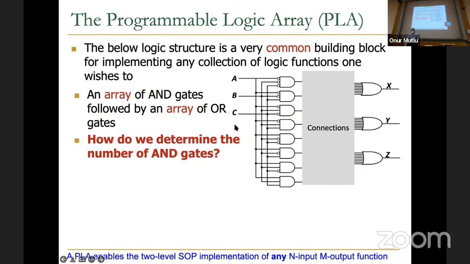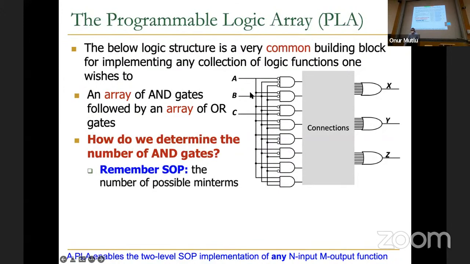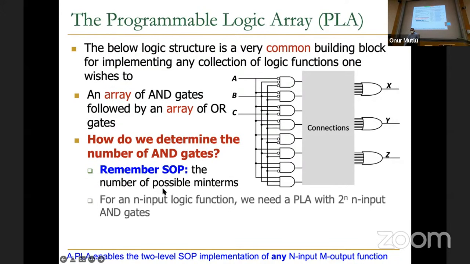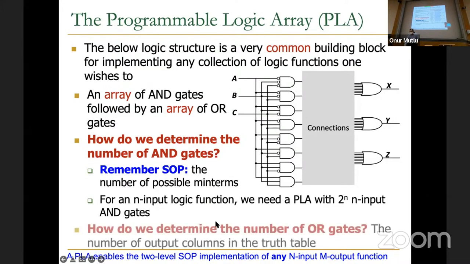How do you determine the number of AND gates? It's basically 2 to the number of inputs. I think I've given you this SOP. Remember, we're implementing the sum of products. This is the number of possible min terms. For an M input logic function, it's 2 to the M, basically. How do you determine the number of OR gates? That's basically how many output columns do you have in the truth table.